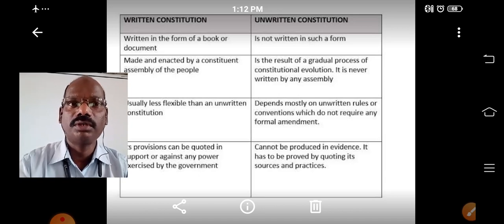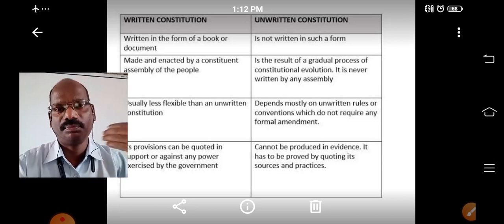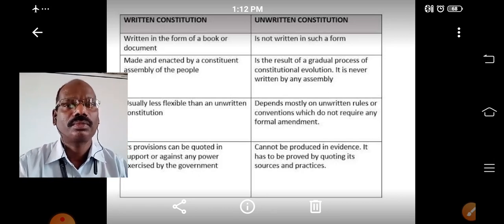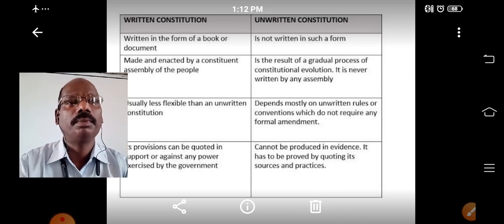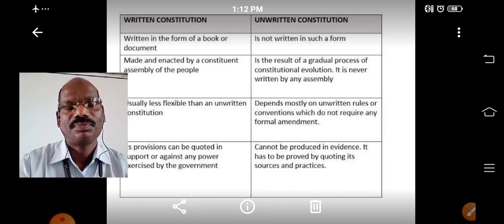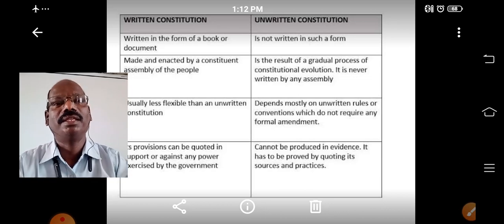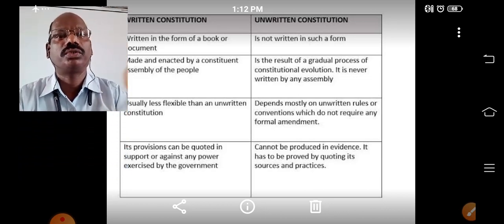But in the case of an unwritten constitution, it is the result of a gradual process of constitutional evolution. It is only evolution, gradually developed. No group or assembly assembled and adopted this constitution. It gradually developed as a tradition or practice.